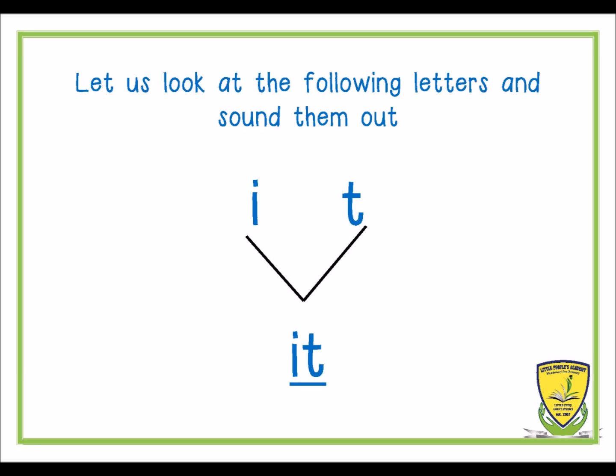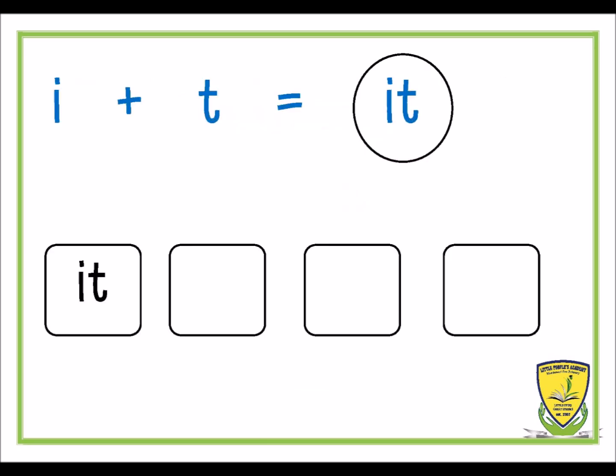Let us look at the following letters and sound them out. I, t, it. When we sound them out together, they create the sound it. Did you hear that? I, t, it. Can you say that with me? I, t, it. Let us recap the sound we have just made. We are going to use this to create new words.